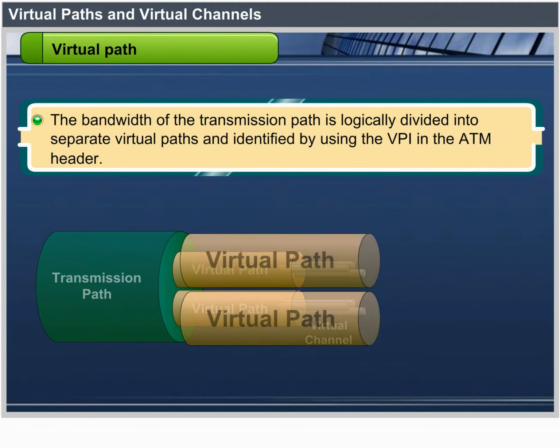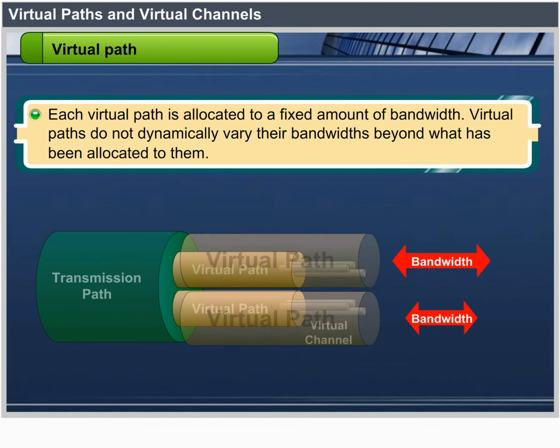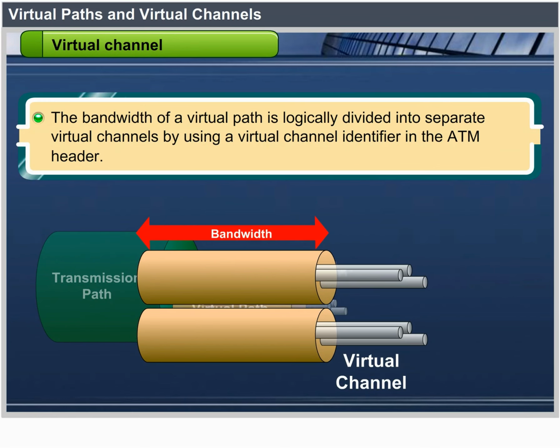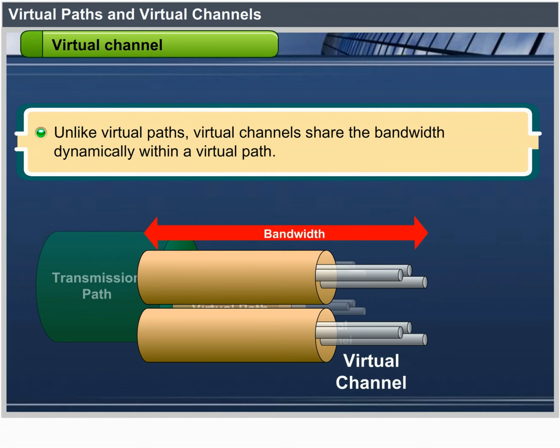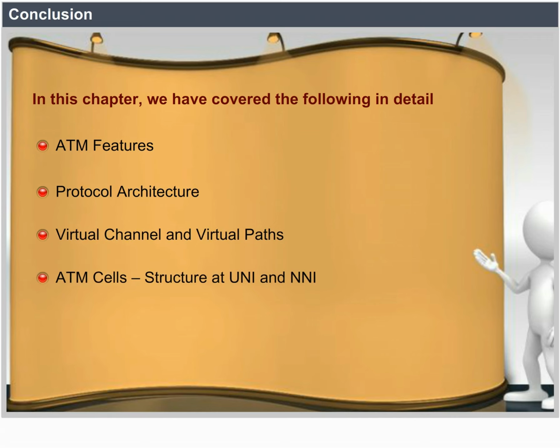Conclusion. In this chapter, we have covered the following in detail: ATM features, protocol architecture, virtual channels and virtual paths, ATM cells, structures at UNI and NNI, generic flow control, header error control, ATM services (CBR, VBR, UBR, ABR), ATM adaptation layers (AAL1, AAL2, AAL3/4, AAL5), ATM traffic control, connection admission control (CAC), usage parameter control (UPC), virtual scheduling algorithm, continuous state leaky bucket algorithm, and traffic shaping.